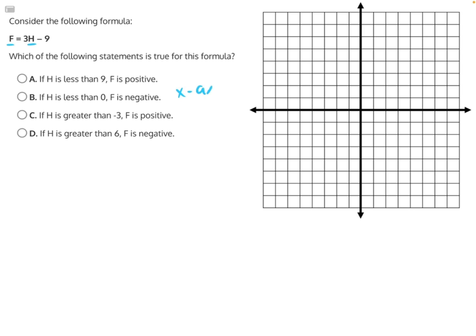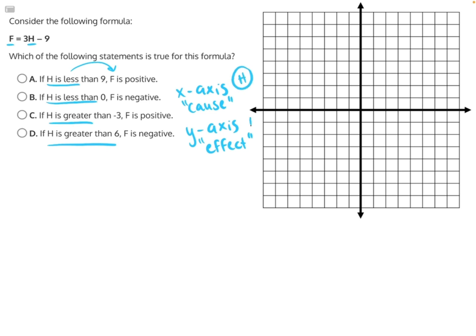Normally, the x-axis, or the x variable, is our cause that leads to our y variables, or our effect. So in this case, where in every answer choice we see h is less than or greater than something, and that has a direct impact on f, which makes h our cause variable and f our effect variable. So let's set h as our x-axis and f as our y-axis. And now we can find our x and y intercepts.